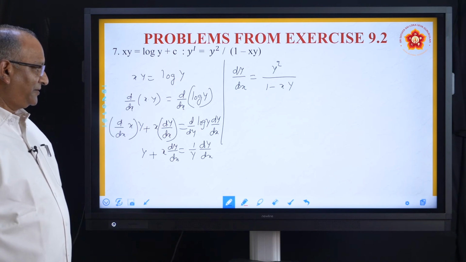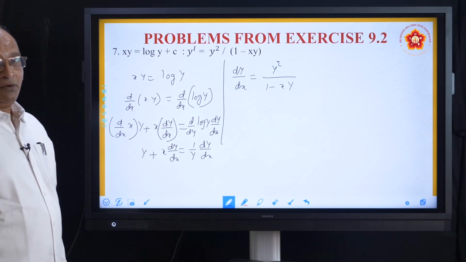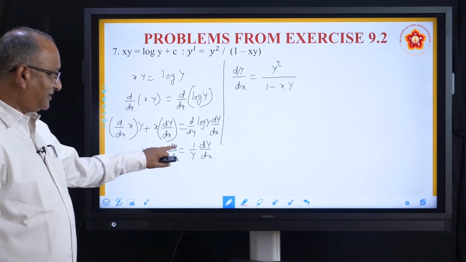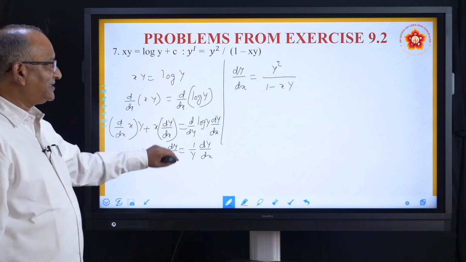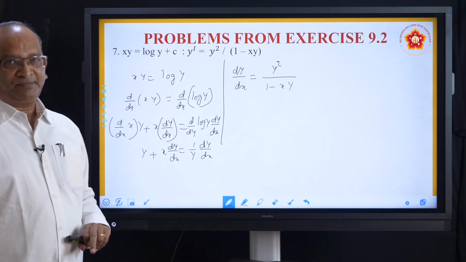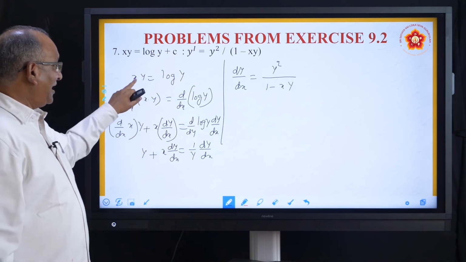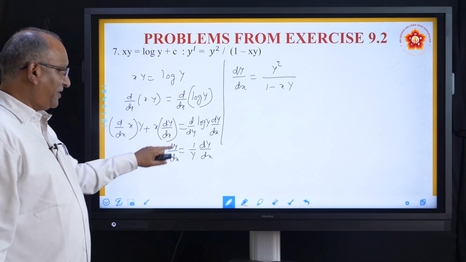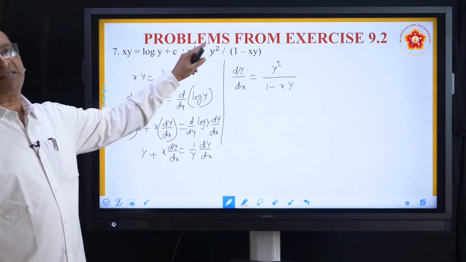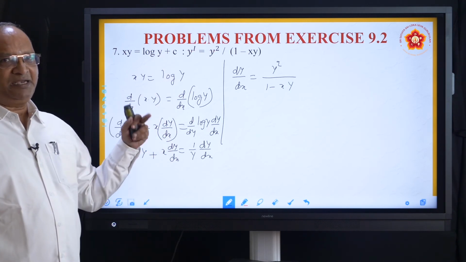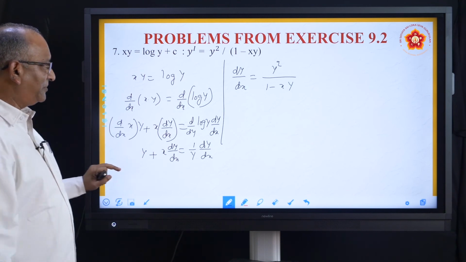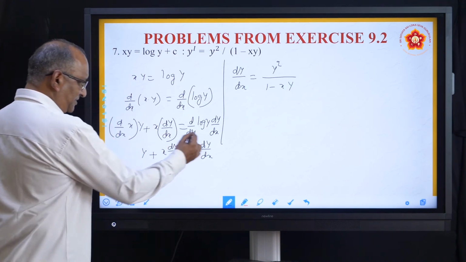Is this part clear to you? Now we have to solve further. Either you just keep solving this and get the answer, or substitute: find out the value of y from this, find out dy by dx from this, and then substitute. That is going to be a little longer. It will be easier to try to collect the terms of dy by dx.